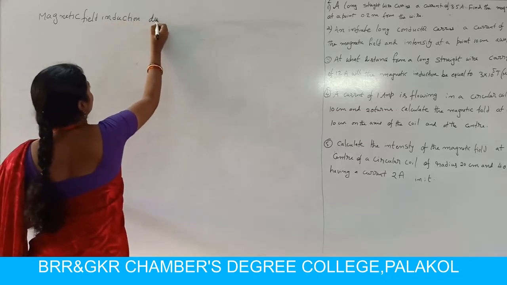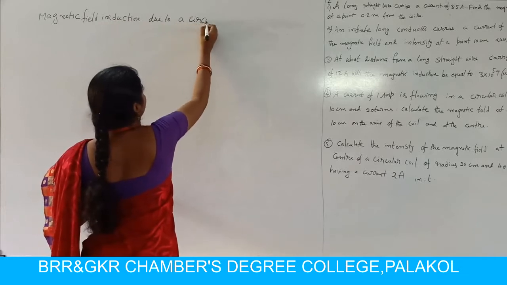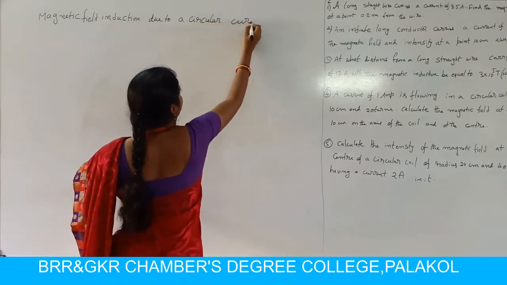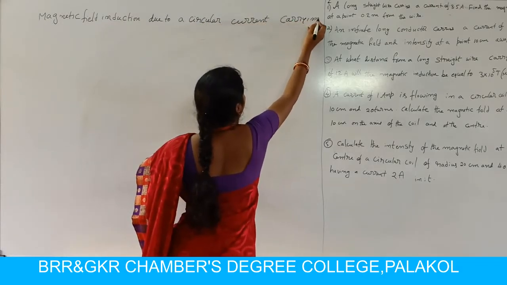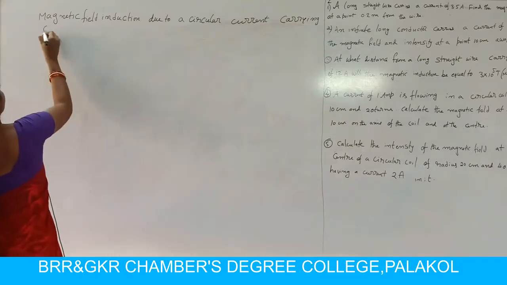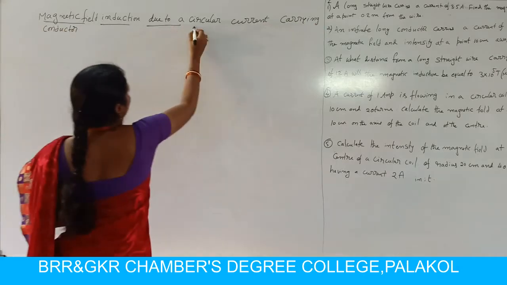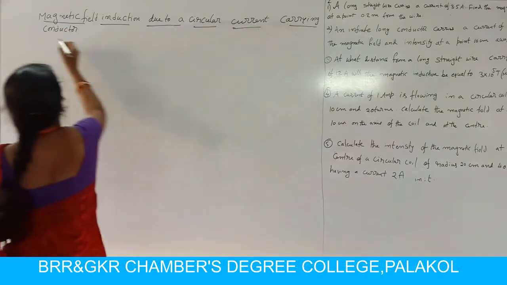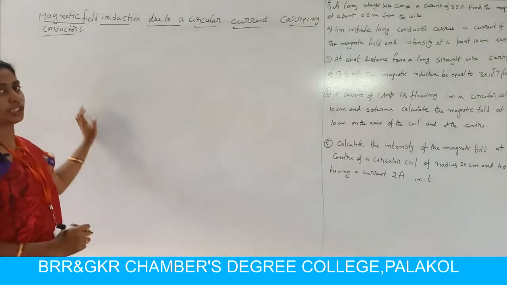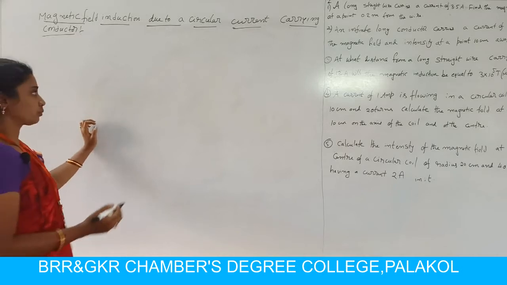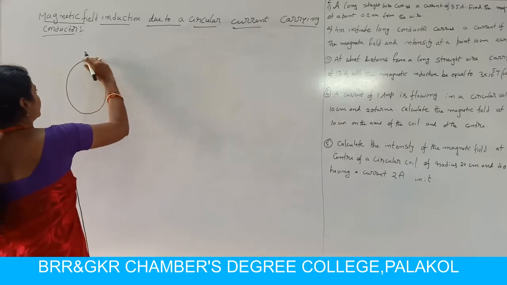due to a circular current carrying conductor. Our topic is the magnetic field induction due to a circular current carrying conductor, or this can also be said to be magnetic field induction due to a circular loop. Okay, for this we consider a circular coil or circular loop.